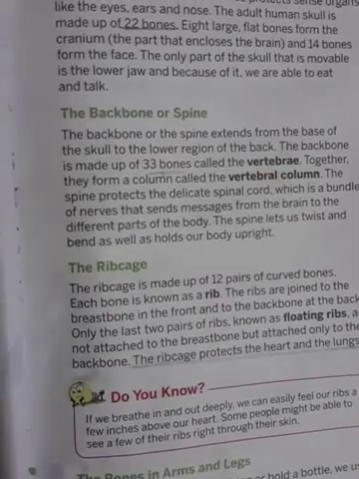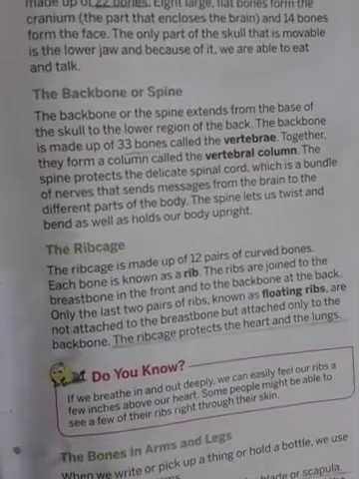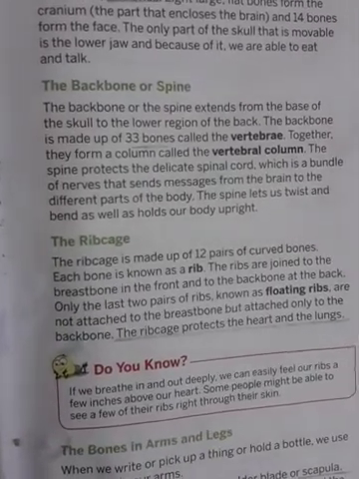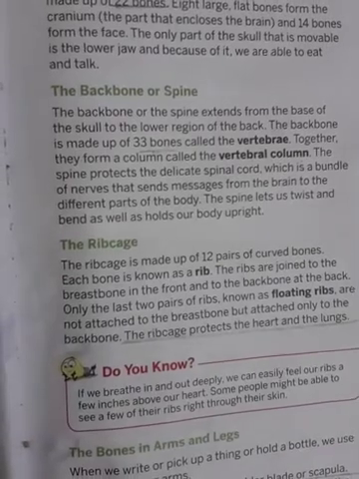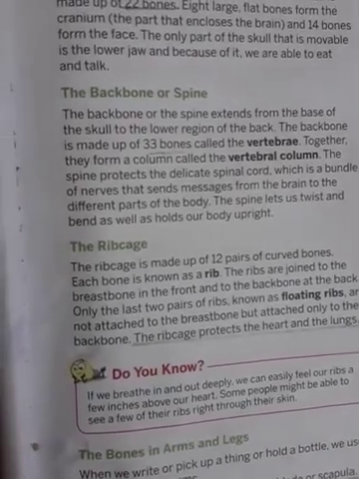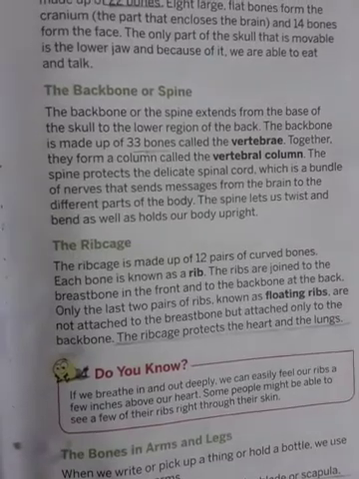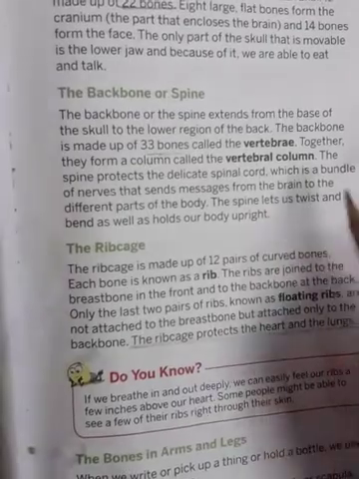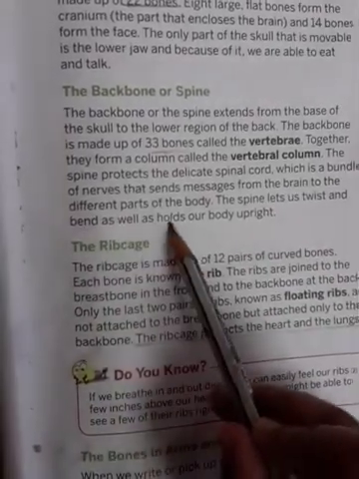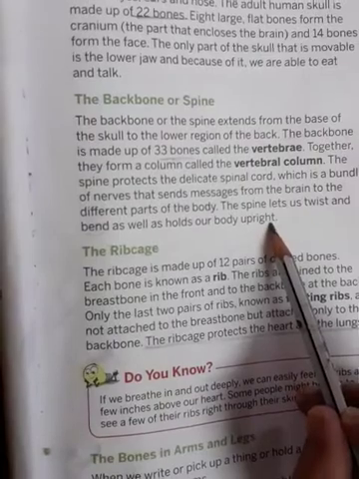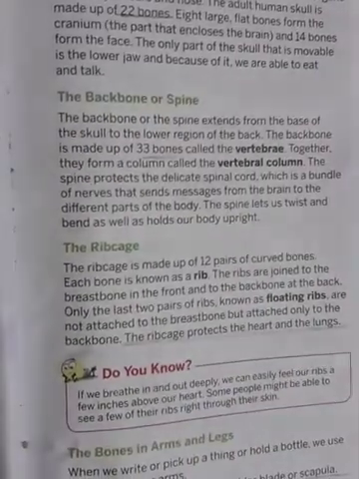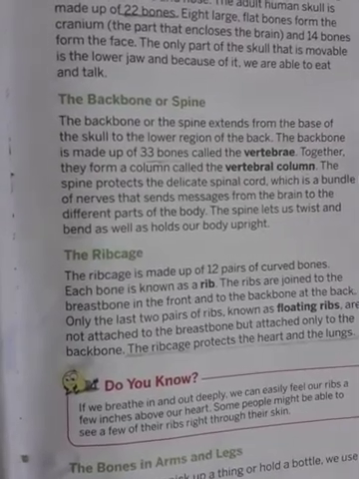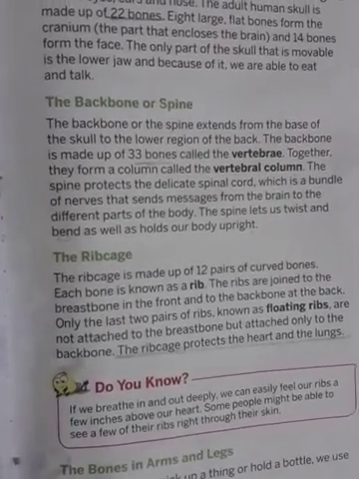Our different body parts work because of the messages they receive from the brain, and they receive messages with the help of the spinal cord, which is protected by the backbone or the spine. Okay, children, the spine lets us twist and bend as well as hold our body upright. So if we are able to stand straight, or bend, or twist, it is because of the backbone, right?